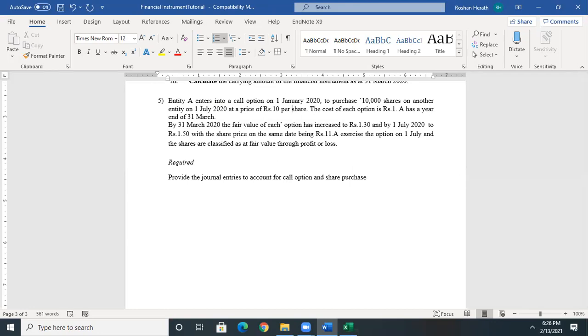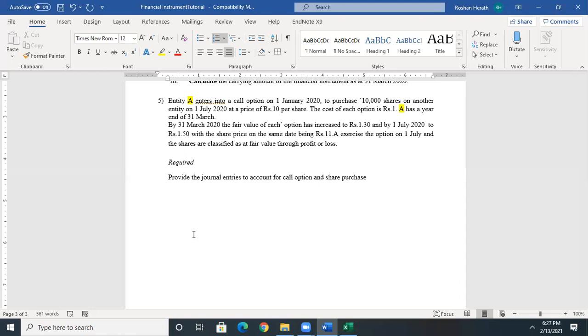A has a year end of 31st March. So this is about the entity A. So that information is pretty much required, because when it comes to the financial assets and financial liabilities, most of them we need to remeasure. Except equity, we need to remeasure the other assets and financial liabilities. So that's why they have given the reporting date. Hence, you need to remeasure them on 31st March.